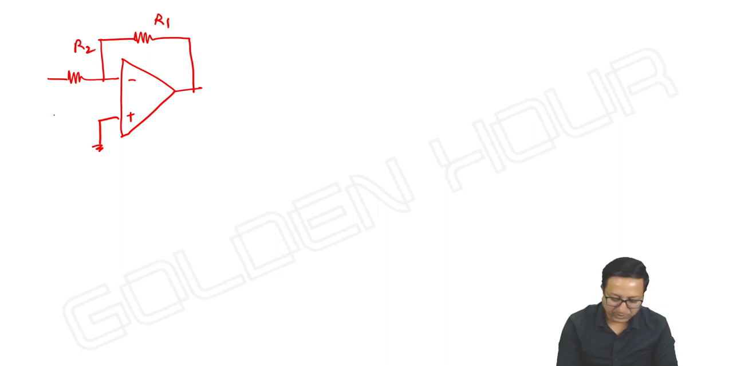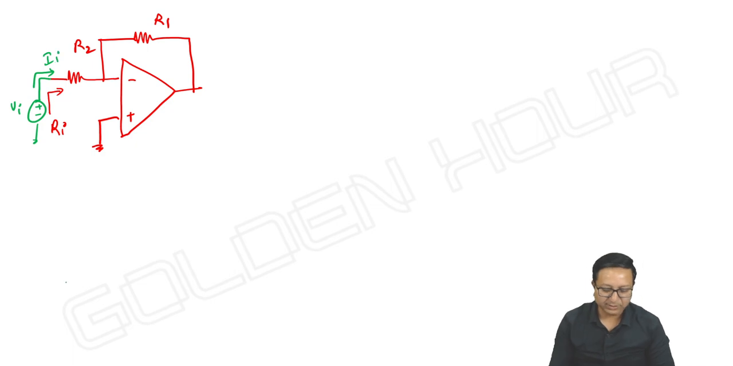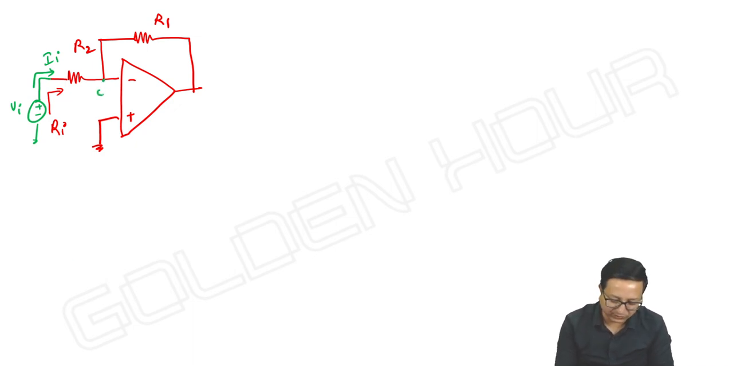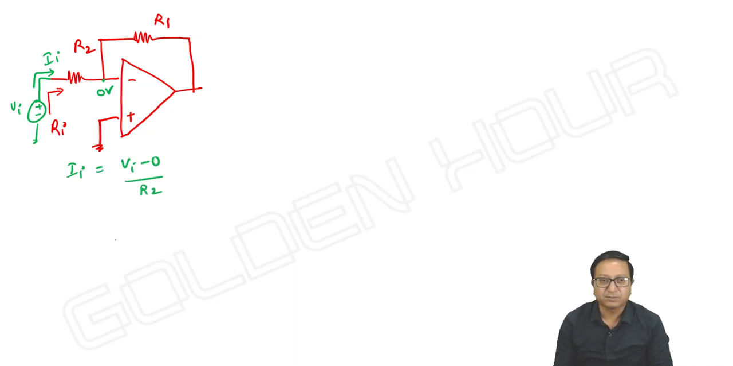R1, R2. I want to see the resistance looking into this. Let me write Ri. Then some source is connected here, the input, and the current is Ii. Then I need to derive what is Vi by Ii. Due to virtual short, here it is 0 volts. So what is Ii? It is Vi minus 0 by R2.